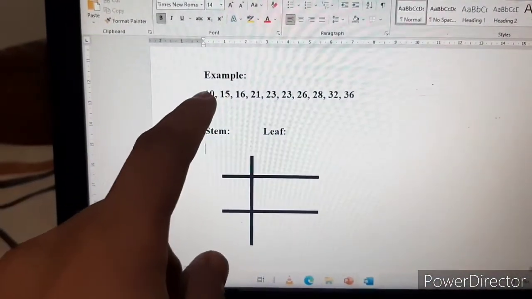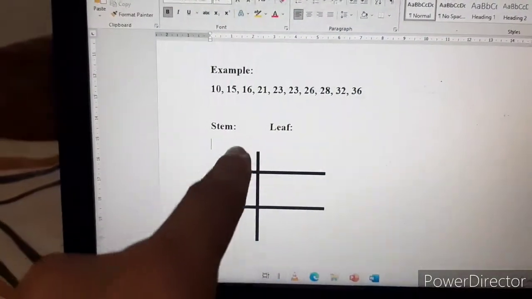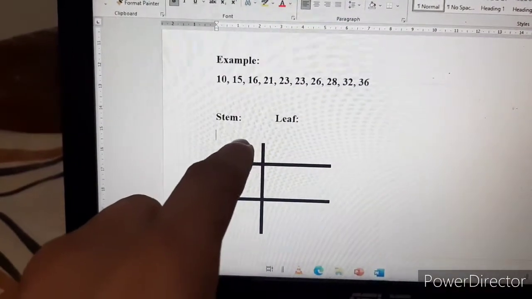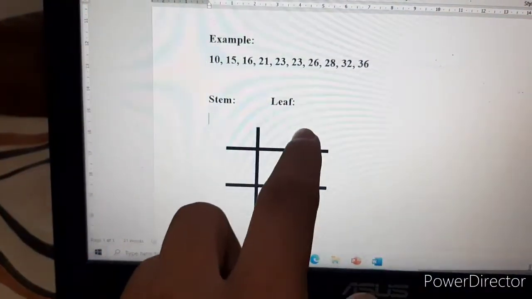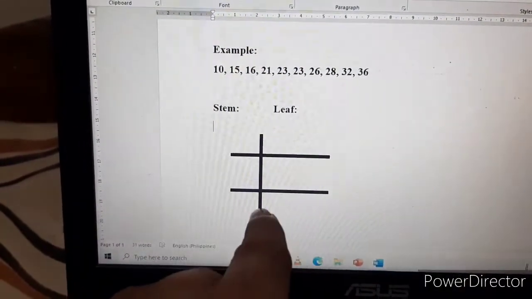As we identify the first leading value, we could put it here as the stem, and then the rest of the numbers beside the leading value would be put to the leaf. After we identify the leading value, which will be the stem, and the leaf, which will be the rest, we would now compile the leading values to the stem area, and the other portion of it to the leaf. So this is how it will look.